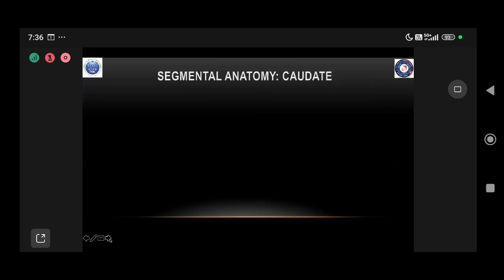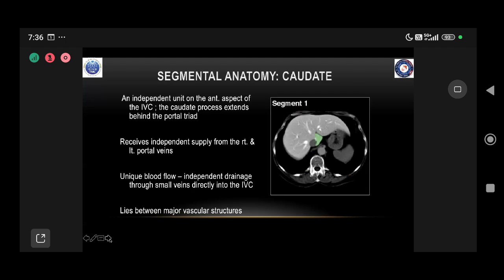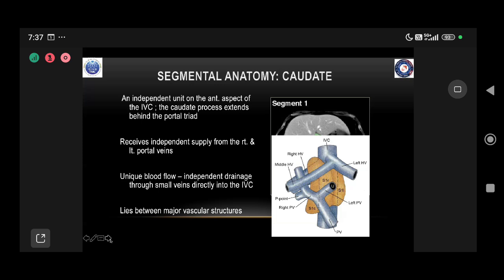Nowhere is the segmental anatomy more important than in the caudate. It seems to be an innocuous structure just straddling the porta and the cava, but the importance is that it receives independent supply which may be variable. There is independent drainage into the cava, and there are also small ducts from the caudate which drain directly into the hepatic confluence. So the location is what makes it important, and various people have attempted to divide the caudate lobe into a paracaval portion, a Spigelian lobe.